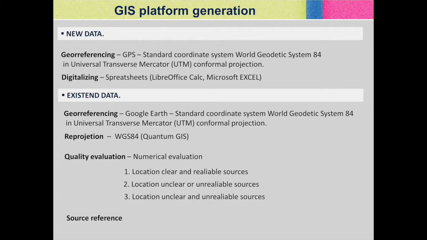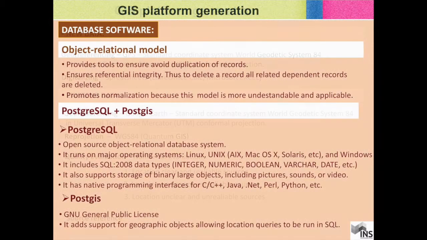New acquired data were georeferenced by GPS. All data were digitalized using Excel spreadsheets. Data from external sources were georeferenced through Google Earth or reprojected in a standard coordinate system if it was necessary. The quality of all compiled data from external sources was evaluated, and this evaluation was added in the databases through a numerical code. And finally, the references of the sources of information were reported.